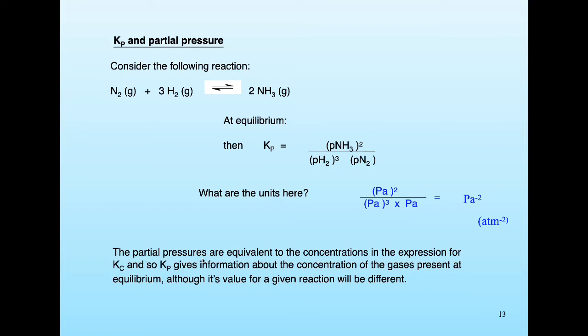So partial pressures are equivalent to the concentrations in these expressions. And they give us information about where the equilibrium is and the concentration of the gases present, but their values, Kp and Kc, will not equal each other. They're both just numbers that tell us how far to the right-hand side a particular equilibrium lies. It's a measure of how far to the right the equilibrium lies. The bigger the Kp, obviously, the more products exist at equilibrium.